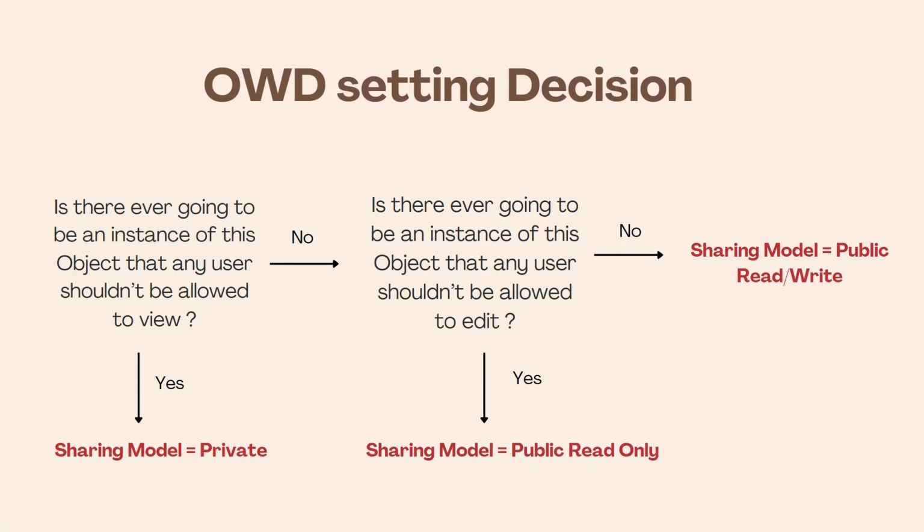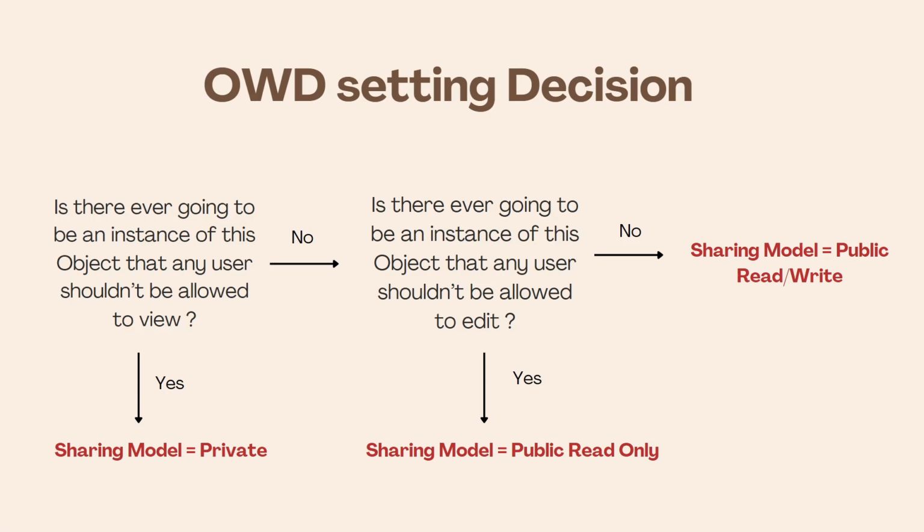OWD settings, what we have understood, control the record level access, whereas profiles and permissions control object level access, right? Inside OWD settings, we have three fundamental concepts: private, public read only, or public read write. So there are three sharing models we can define by which record level access would be defined.